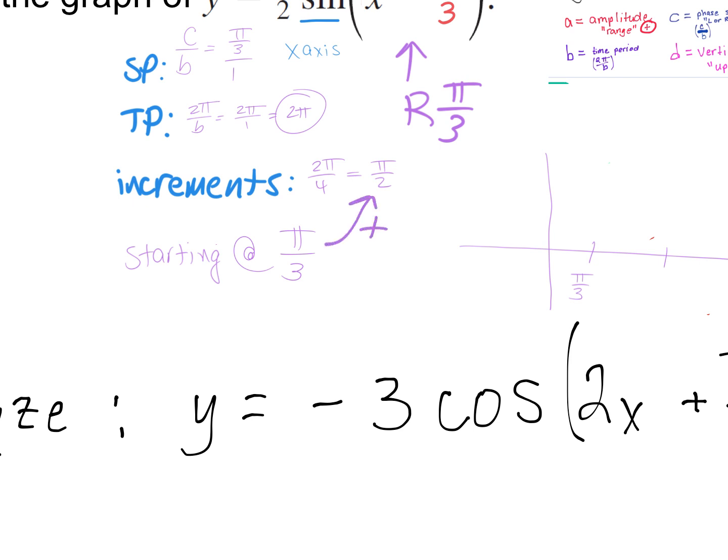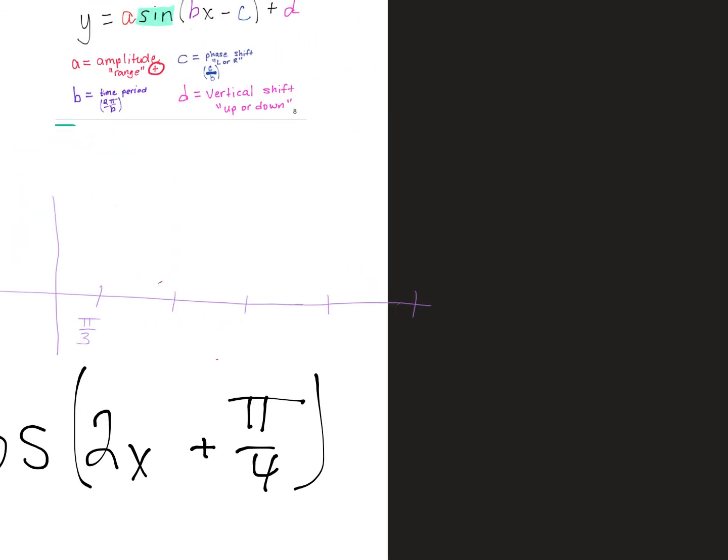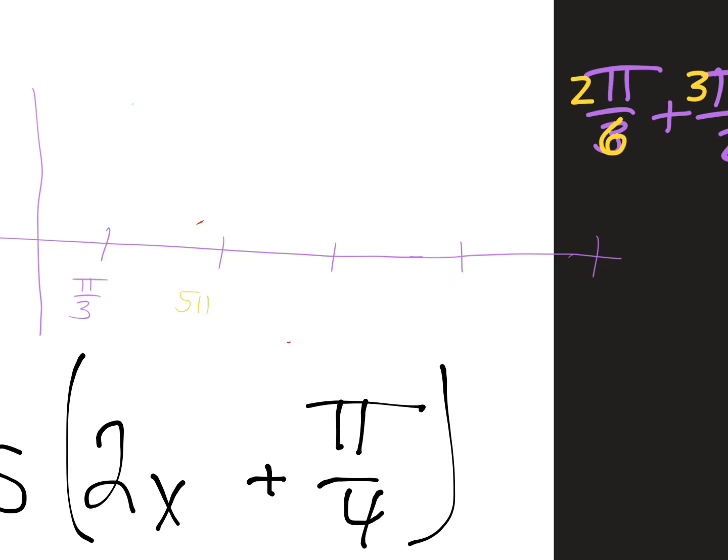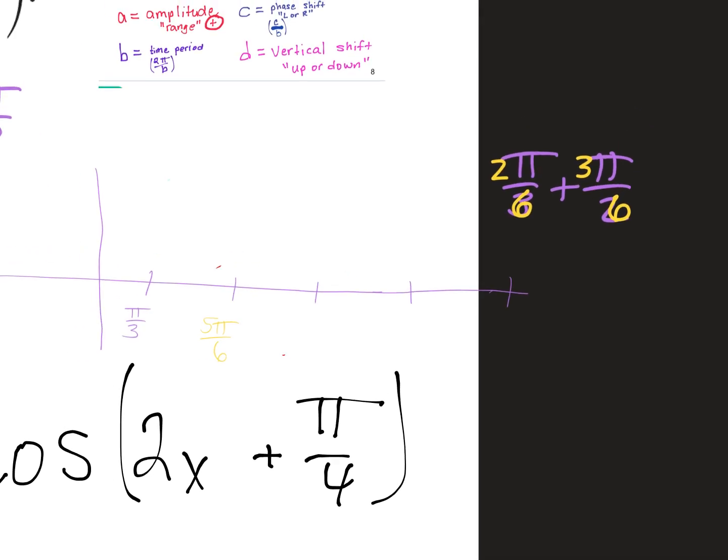What are you adding? So you're going to come over here and you're going to say, okay, I have pi over 3 plus pi over 2. Do we have to get a common denominator? Yes. What is a common denominator between 3 and 2? 6. If I multiply 3 by 2, I get 6. So what you do to the bottom, you do to the top. If I multiply 2 by 3, I get 6. What you do to the bottom, you do to the top. So my next tick mark, what is the value? 5 pi over 6. Perfect.